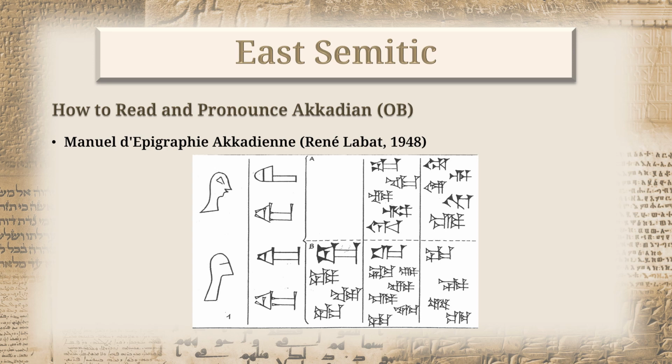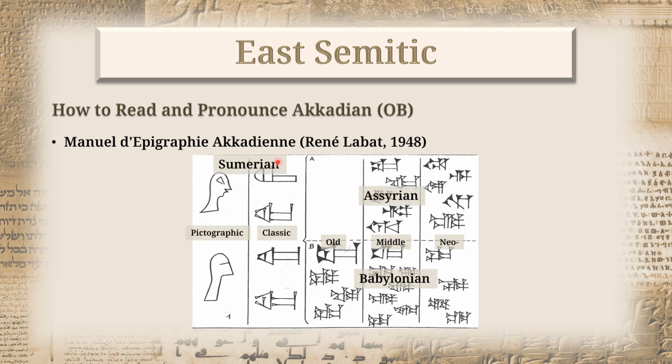This is a picture from a book. This book is called Manuel d'Epigraphie Akkadienne. It was published by René Labat in 1948, and it is a cuneiform lexicon. Here you can see how he arranges signs. He gives you the form of those signs in different periods or in different styles of cuneiform writing. Let me show you the legend for this.